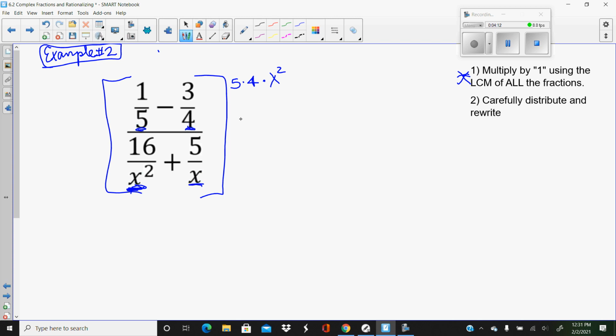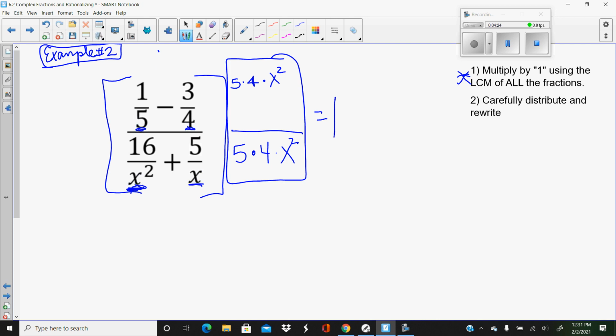So I'm going to multiply by 1, okay, technically 5 times 4 times x squared over 5 times 4 times x squared. And when I do that, this quantity right here is equal to 1. And that is why I can distribute that to this little numerator here and this little denominator here. And I really only change the form. I do not change the value of the expression. And just as one more aside, you cannot find the value of x right now because this is not an equation, it's just an expression.